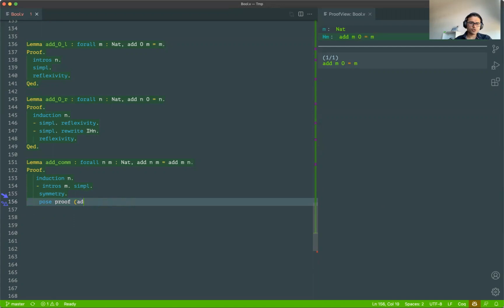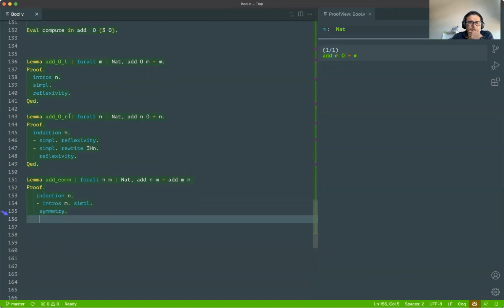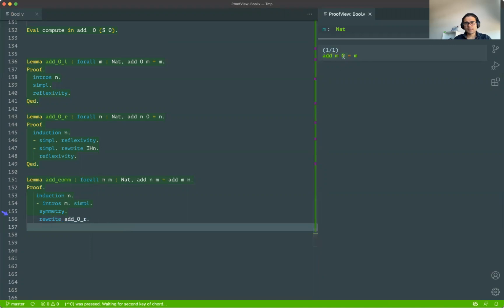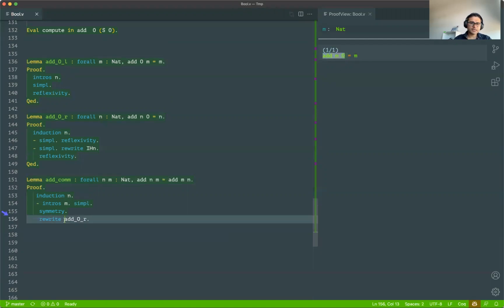Another way to prove this is rewrite. If you look at this carefully, it says that add N O is equal to N. Now, if I somehow replace this by M, then I can use reflexivity to prove that. And we already know that rewrite add O R. So now what I'm going to do is rewrite add O R.